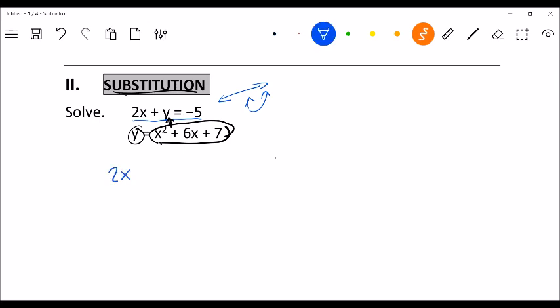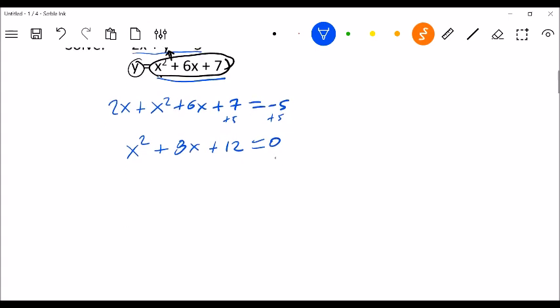2x plus this whole thing, x squared plus 6x plus 7 equals -5. So let's clean this up. Let's add 5 to both sides. So we have 0 over here. And then the x squared will go first. And add the 2 x terms to make 8x.